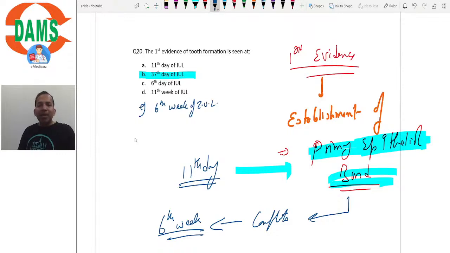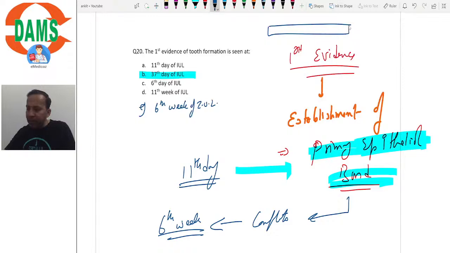With dental lamina, it is established by 8th week. Right? Dental lamina is established by 8th week, and we are not talking about dental lamina, we are talking about epithelial band. See, this epithelial band, when it is completely fully established at the 6th week, it will proliferate vertically. Let's say this is the epithelial band, right? So initially these cells proliferate in horizontal plane, and thus the primary epithelial band is established from 11th day to the 37th day.